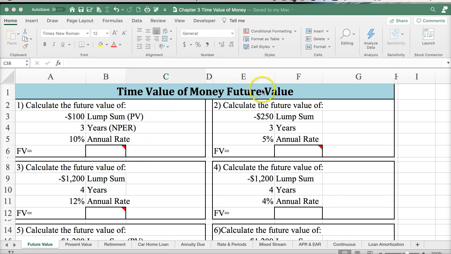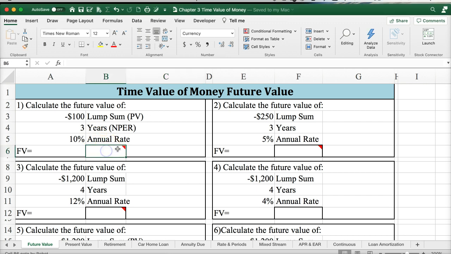So this is the time value of money future value. Basically it says if you have a present value of $100, and present values are always expressed as negatives, this is how Excel works, and we're going to invest it for 3 years at an annual rate of 10%.